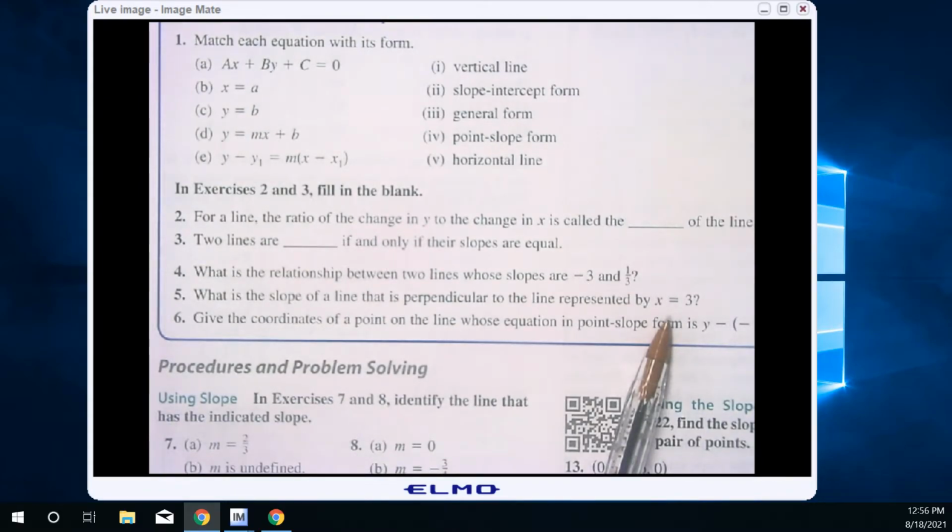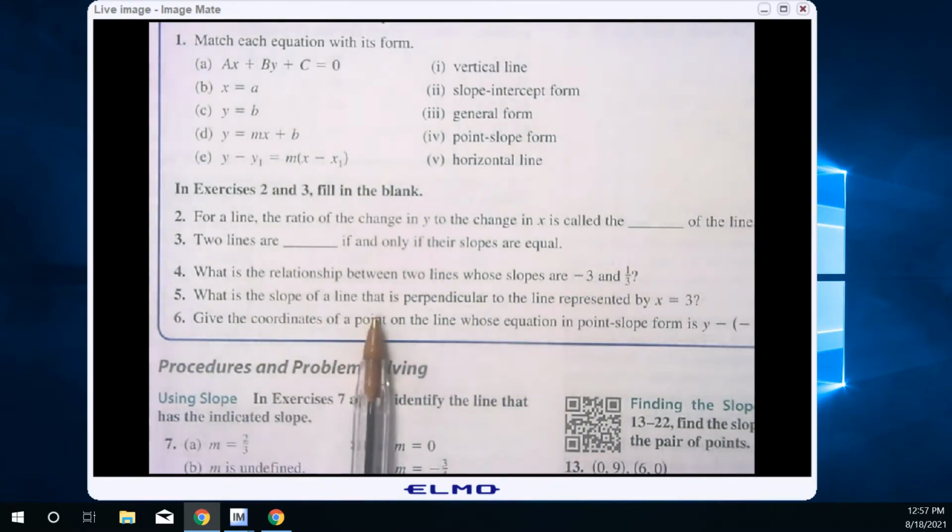Zero. Okay, so x equals 3 is the equation of a vertical line. The slope is undefined on that vertical line. So the slope of a perpendicular line would be 0, because the slope of all horizontal lines is 0. So they ask you a question about something that they didn't give you. Does that make sense?